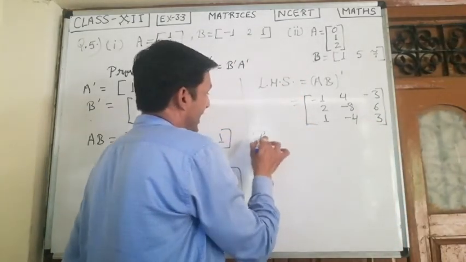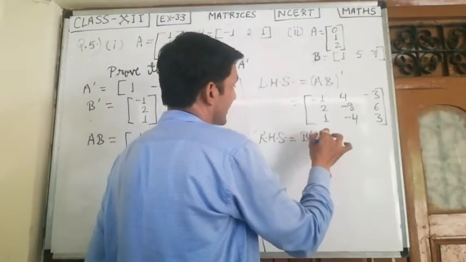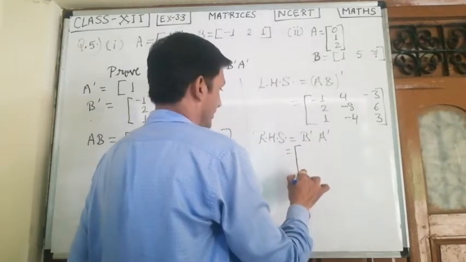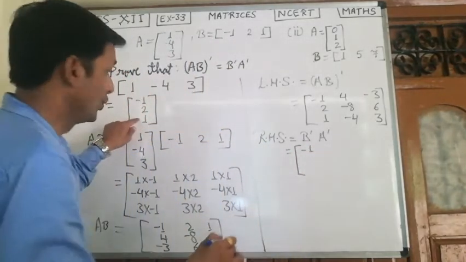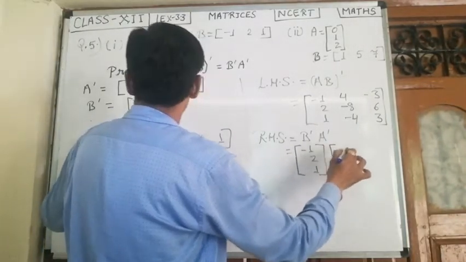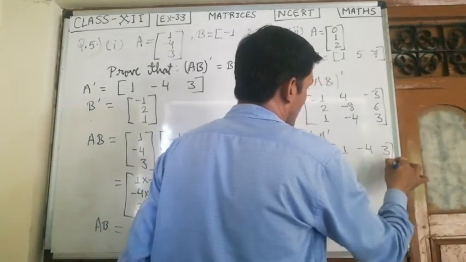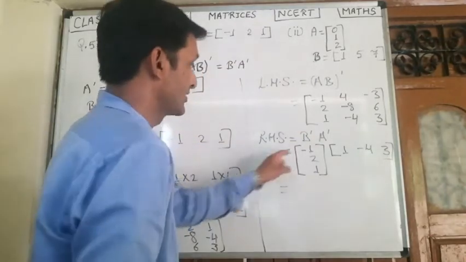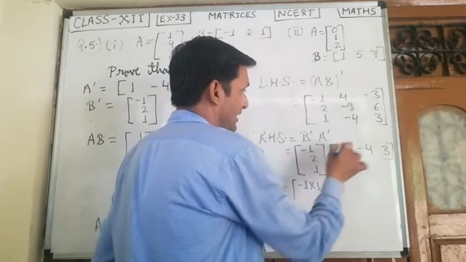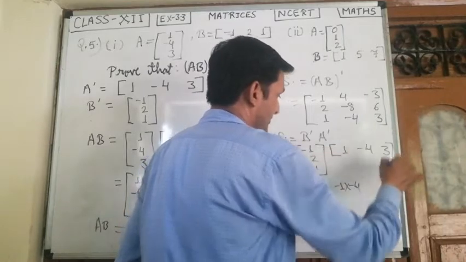Now we have to find RHS. So RHS is equal to B dash A dash, that is equal to B dash, it is here minus 1, 2, 1 and A dash, it is 1, minus 4, 3. So now this minus 1 is multiplied by 1, minus 1 is multiplied by minus 4 and minus 1 is multiplied by 3.